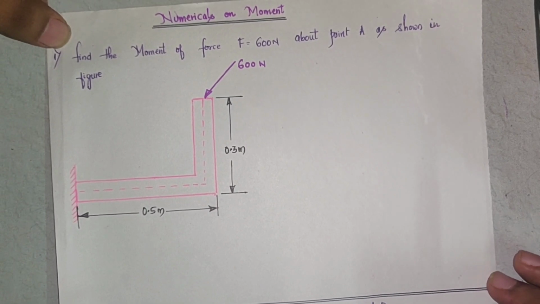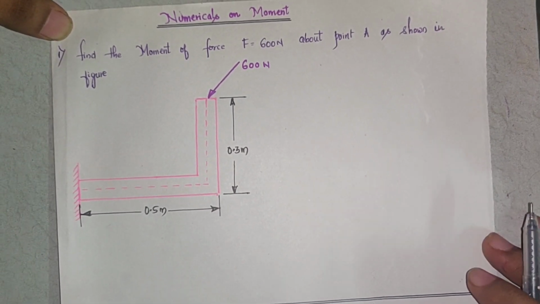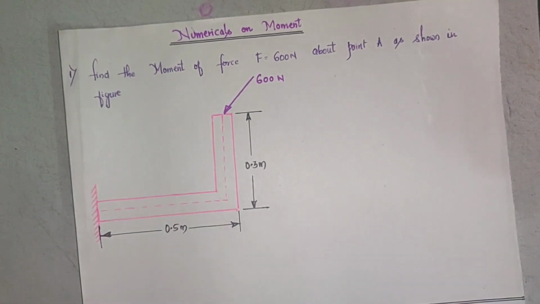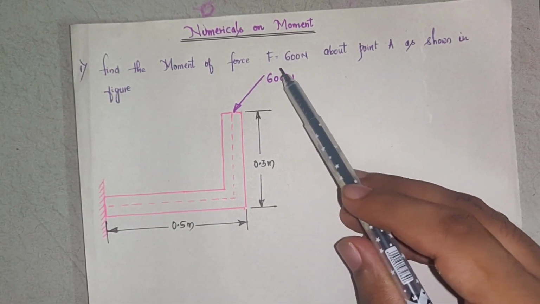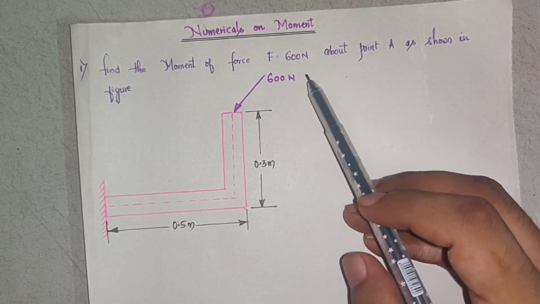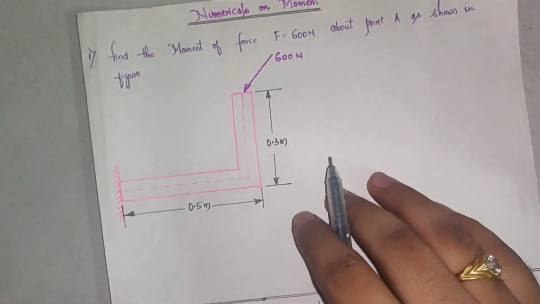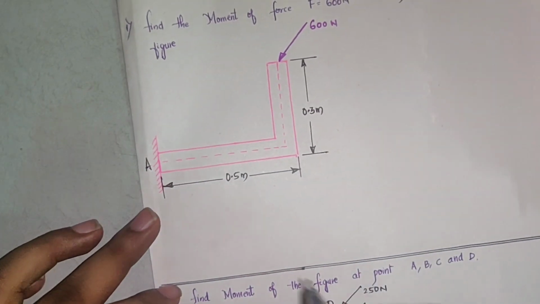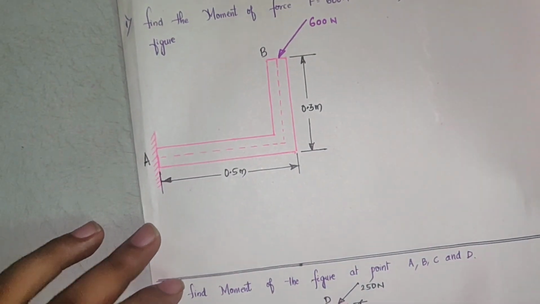In this session, we'll be taking up the numericals on the concept of moment. To begin with, the first problem: find the moment of force F, which is equal to 600 newtons, about point A as shown in the figure. This particular side is the point A and this particular thing is the point B.